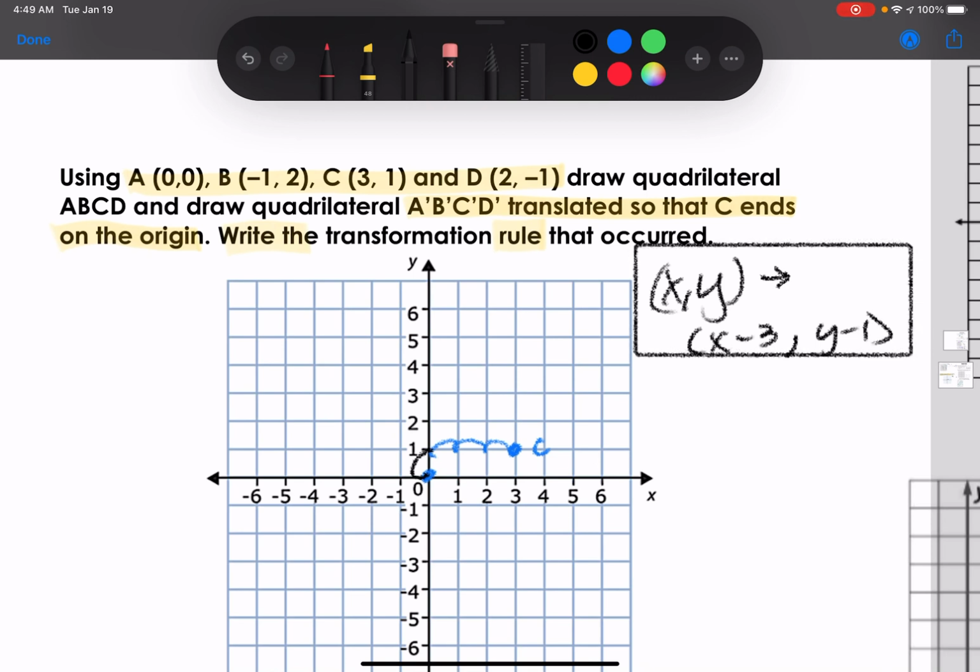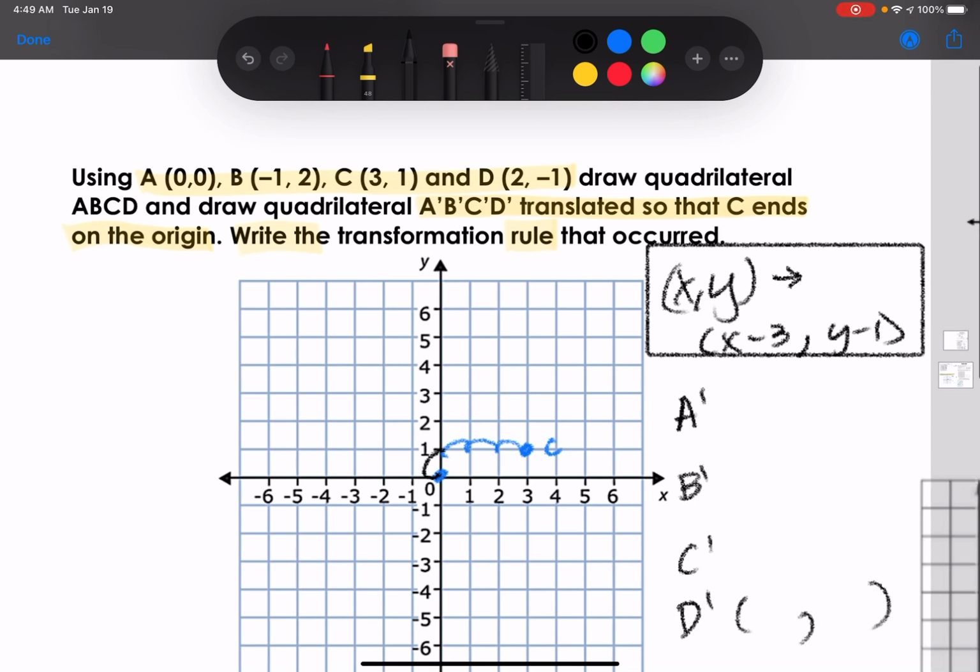Now this algebraic representation, these are your directions to how to get to anywhere. You can now tell A, B, and D to get there as well. So let's also figure out what our points are going to be. A prime, B prime, C prime, and D prime. We know C prime was going to be 0, 0 anyways, because that's what they told us.